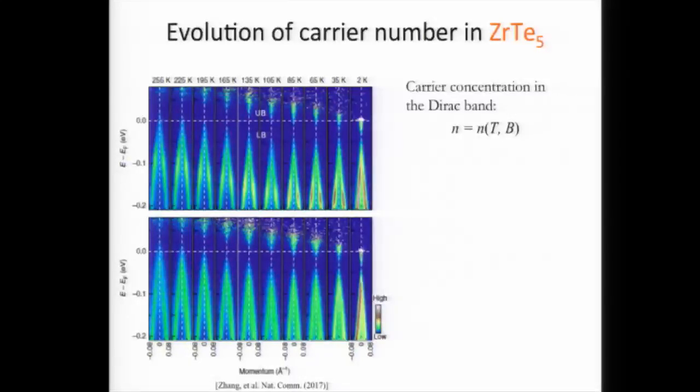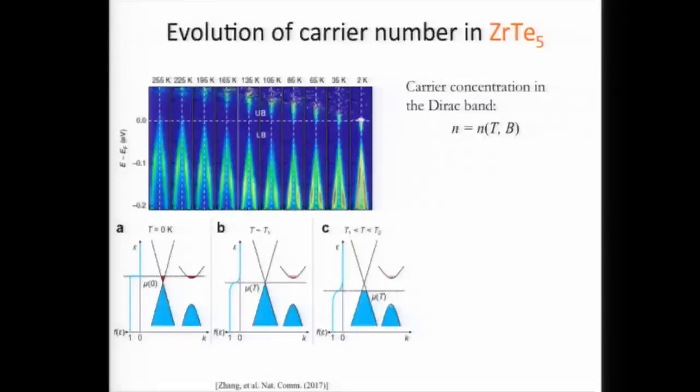Now, it turns out that this is known in zirconium telluride, that as you increase the temperature, your carriers switch from N-type to P-type. So these are photoemission studies. And what you're seeing is that the Fermi level moves relative to the Dirac point as a function of temperature. So at low temperature, it looks N-type, and then it moves down into the hole band. It looks P-type.